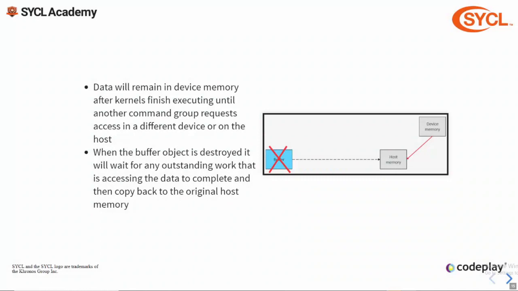Remember I said that buffers are lazy, so data will remain on a device even after the kernel is completed until it's requested elsewhere, or when a buffer is destroyed. When this happens, the buffer destructor will wait for the latest modified copy of the data to be copied back to the original pointer on the host application.